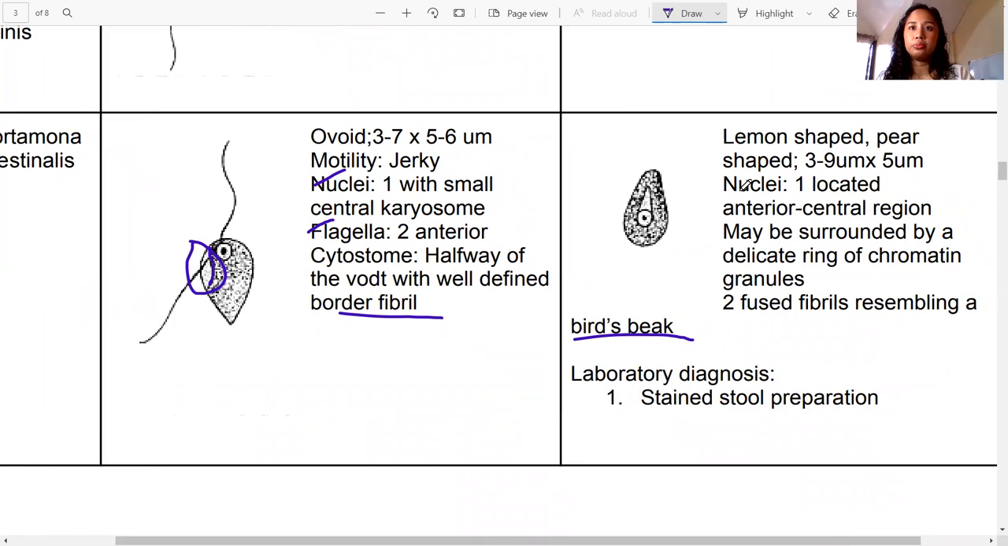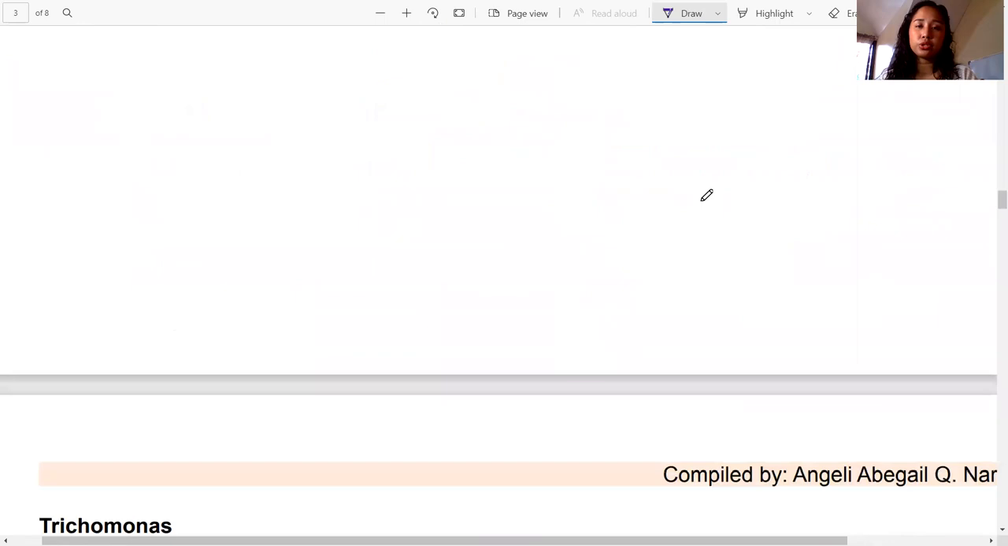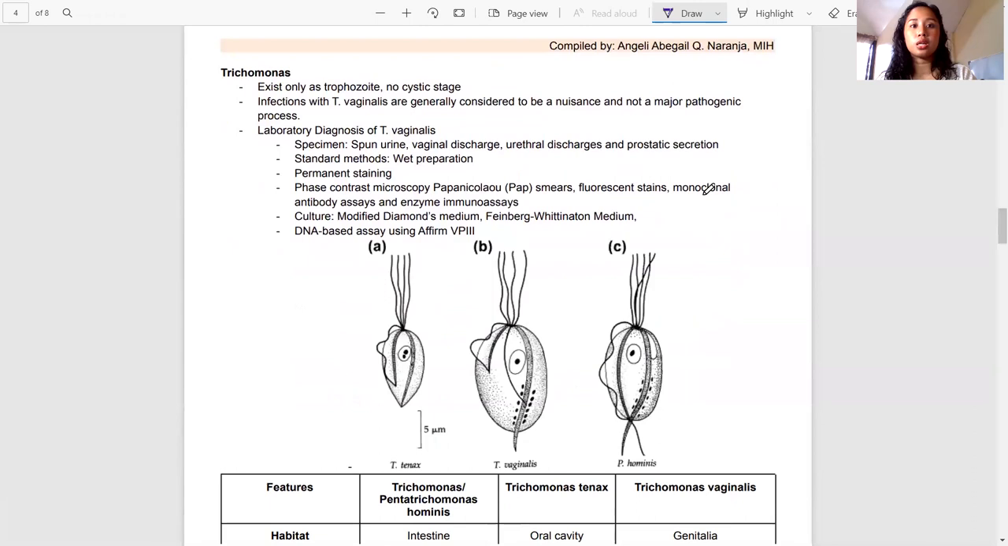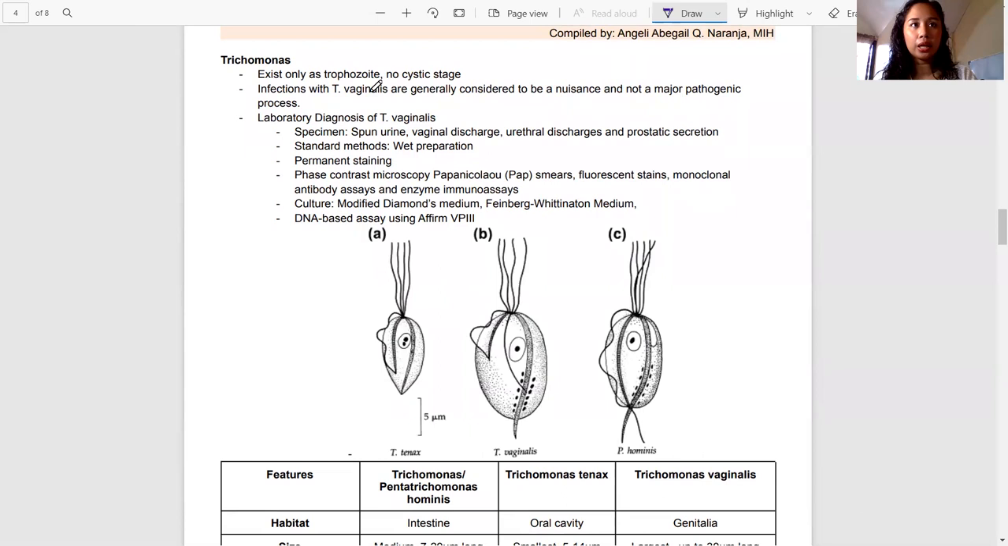Stained stool preparation class. Staining your stool for protozoa is good in identifying their key characteristics. So, hindi talaga sa trichomonas. So, wala silang C stage.